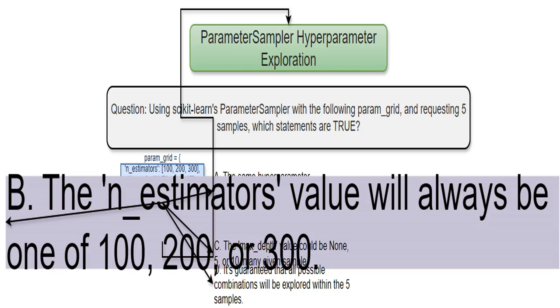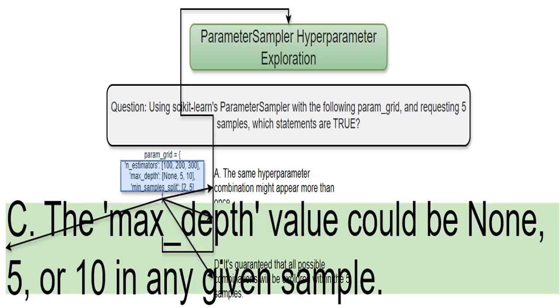I'm stating that the NESTIMATORS parameter will always be selected from the options provided in the PARAMETRID: 100, 200, or 300. It's a simple consequence of how I've defined the parameter grid. There are no other possibilities. This statement is true because the MAXDEPTH parameter's values are explicitly defined as NONE, 5, or 10 in the PARAMETRID. The PARAMETRSAMPLER will only pick from these predefined options.